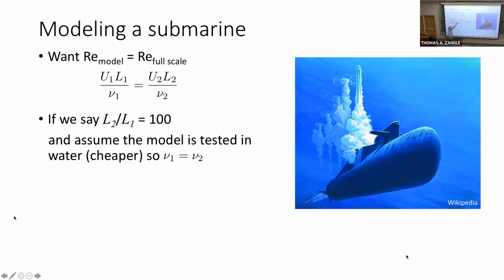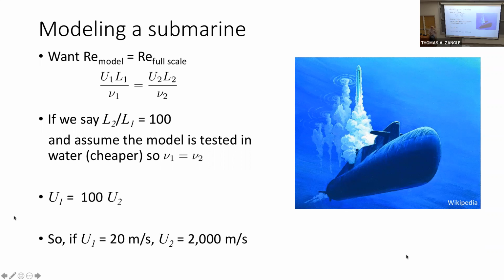So we're going to test this in water. A 1/100 scale submarine is still cheap, so we're still going to want to test it in water. So U1 now needs to be 100 times U2. If U1 is 20 meters per second, for a submarine, something like that, then U2 has to be 2,000 meters per second.